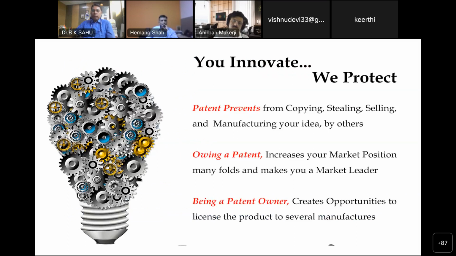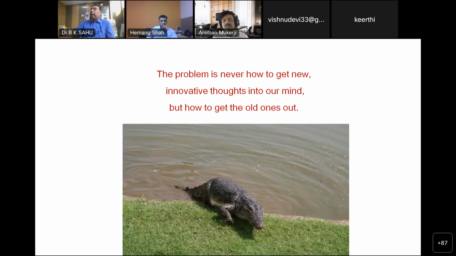So friends, you innovate, we are there to protect. As an organization of the national ecosystem of scientific governance, we are there to support, and we have been supporting, and that's the credibility to speak before you. At last, the problem is never how to get a new innovative thought into our mind, but how to get the old one out. And we have to change our mindset as per the demand of time.